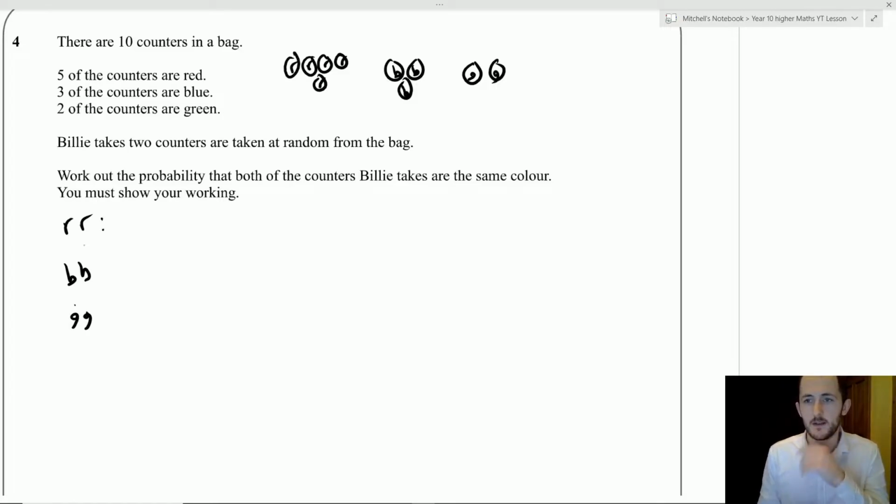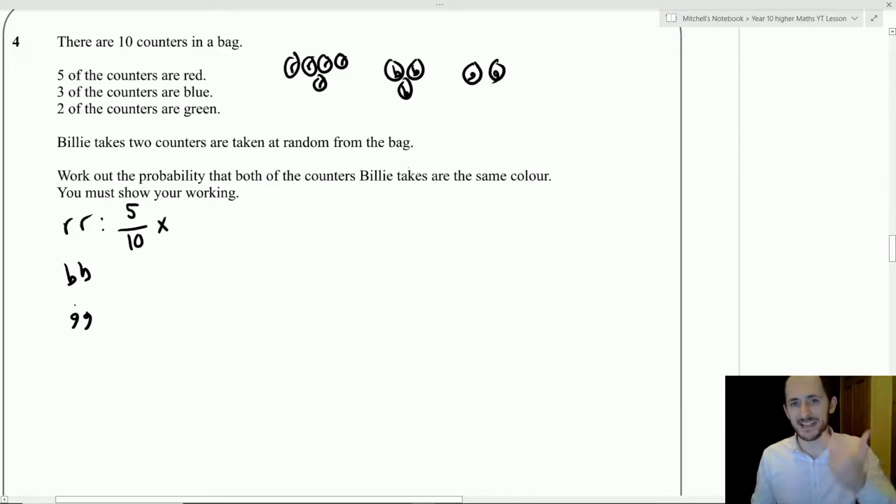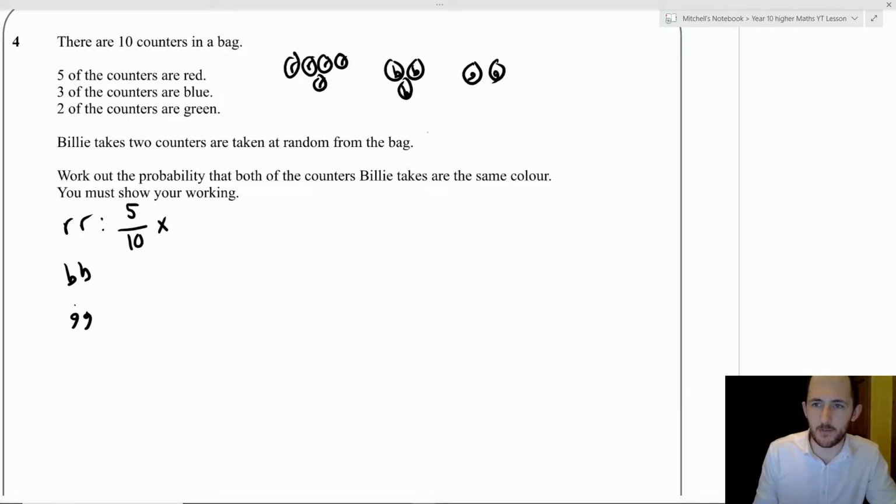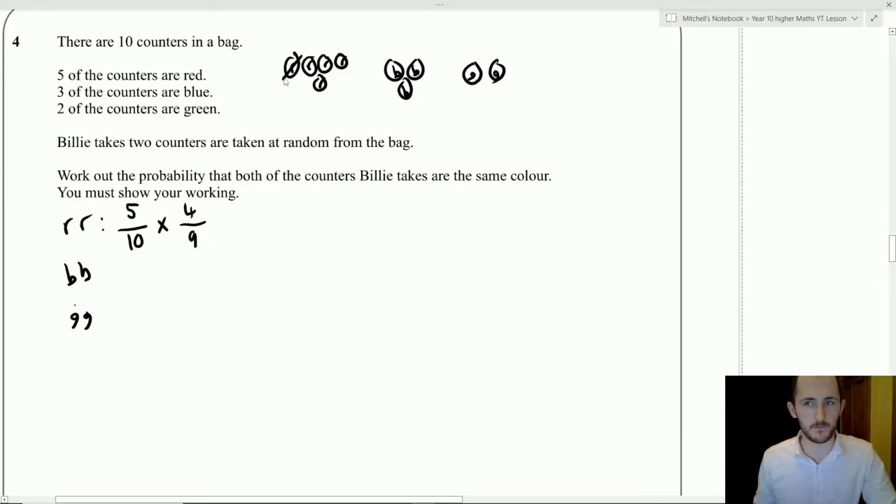For 2 reds, well, how many reds do we have at first? We have 5. And how many counters? We have 5, 6, 7, 8, 9, 10. And again, because it's and, we need to multiply. And we get rid of one of the reds. We have 4 reds left over, and there's 9 counters left over. So again, just feel free to stop me if any of this doesn't make sense.